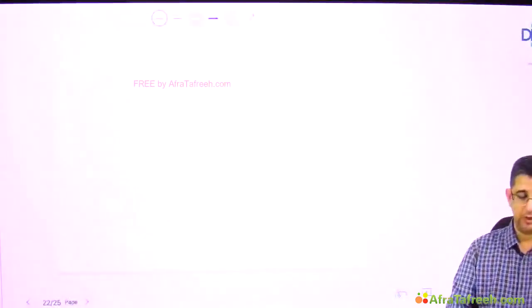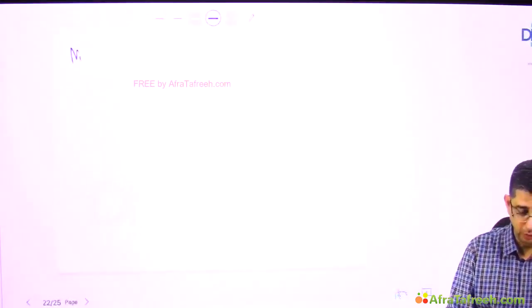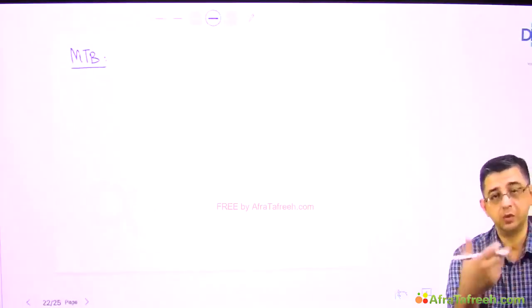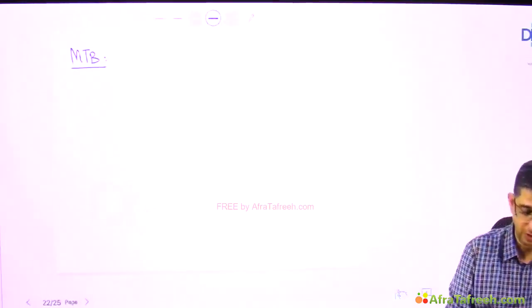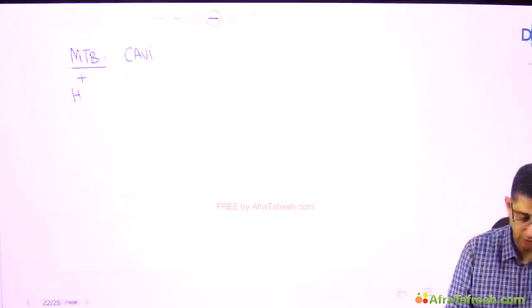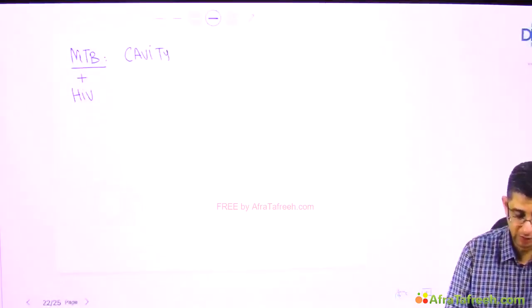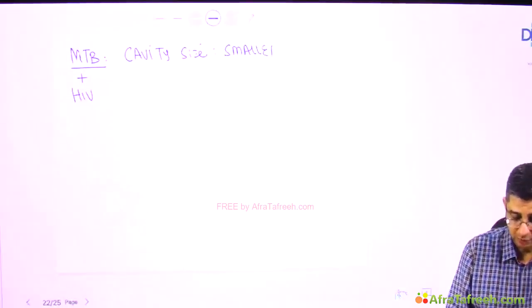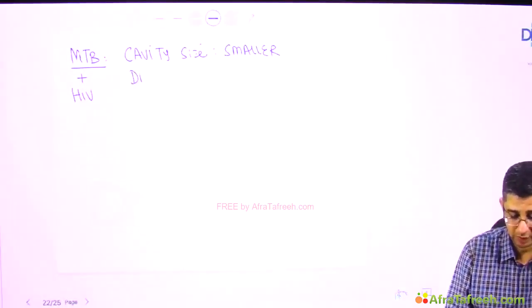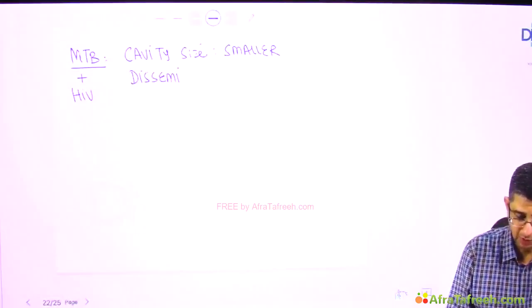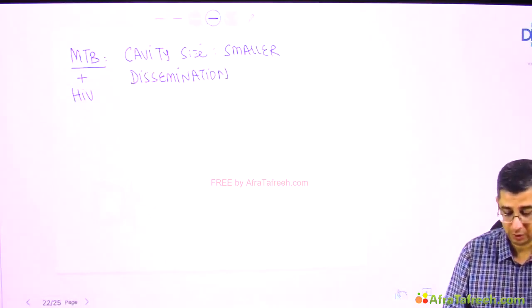Just to get the record straight, when it comes to Mycobacterium tuberculosis, MTB, manifestations become more severe when AIDS is present in a patient. In Mycobacterium tuberculosis with AIDS or HIV infection coexistent, the cavity size will be relatively smaller. The chances of dissemination of infection will be relatively more, so extrapulmonary TB manifestations are more in patients who are having HIV with tuberculosis. Dissemination chance is more and cavity size is relatively lesser.